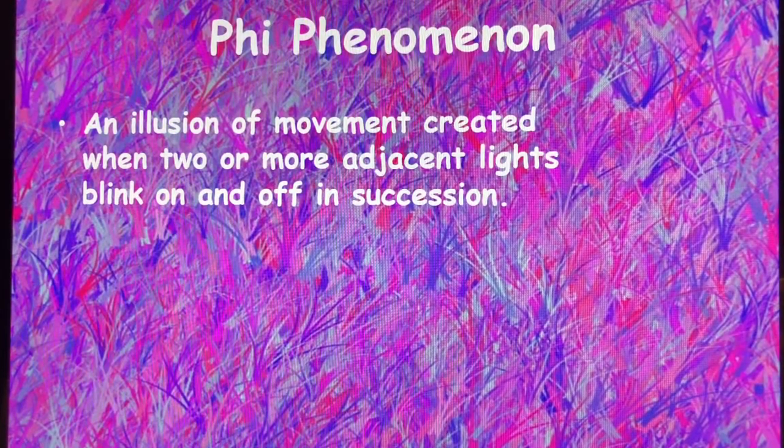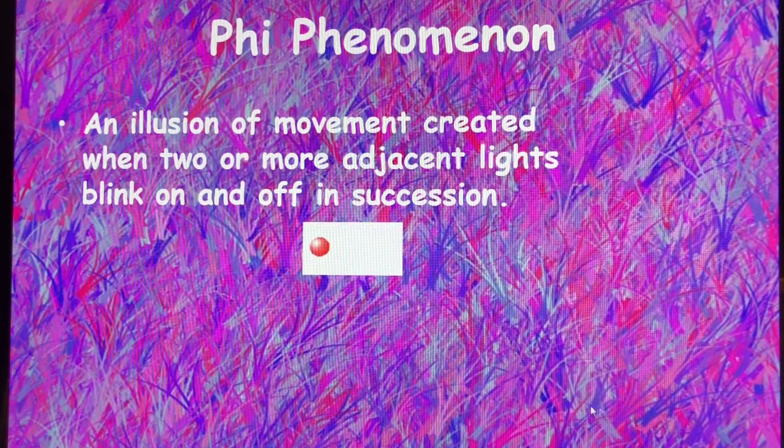Okay, so we're just going to briefly explain the phi phenomenon. This is another Gestalt principle. It's the discovery of Max Wertheimer. And what he discovered was that an illusion of movement is created when two or more adjacent lights blink on and off in succession. So if you look here, you'll notice you have this red light blinking on and off, or this red color kind of going on and off there.